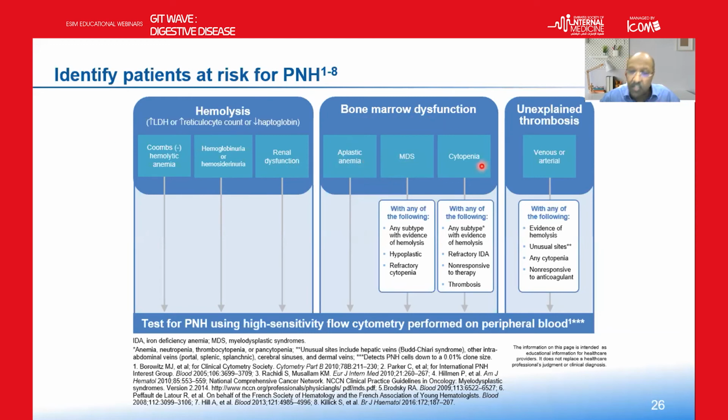So for all these patients nowadays, we tend to do PNH screening. And also, importantly for you, patients who have unexplained thrombosis, particularly thrombosis in unusual sites, or a patient who has thrombosis and associated cytopenia, such as thrombocytopenia. And the test we do for PNH is called high sensitivity flow cytometry. It's done by flow cytometry.